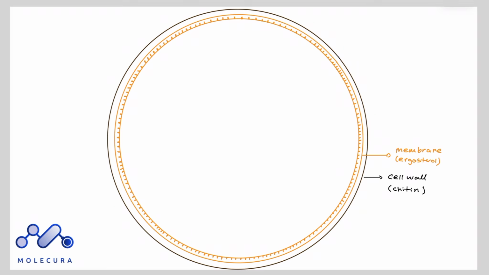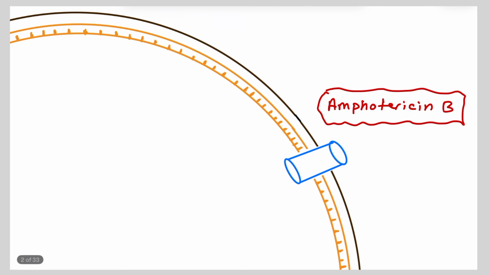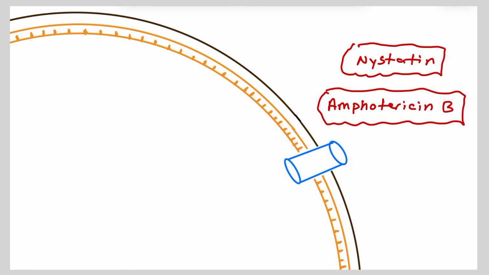So the first antifungals that we're going to talk about are those that bind to ergosterol in the cell membrane and create some pores in it. So we have antifungal medications that create pores in the cell membrane. There are two medications that can do that. One of them is called Amphotericin B, and the second one is called nystatin.